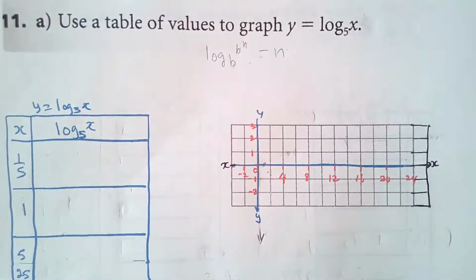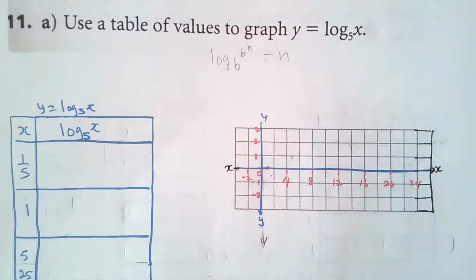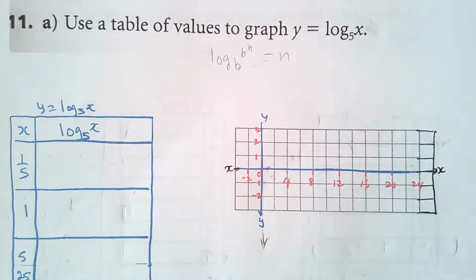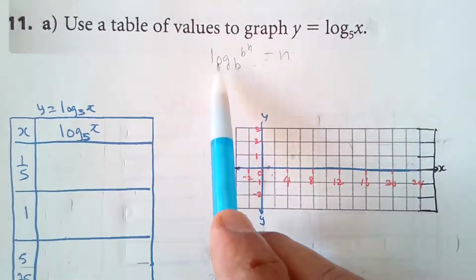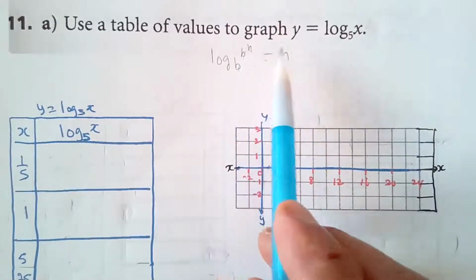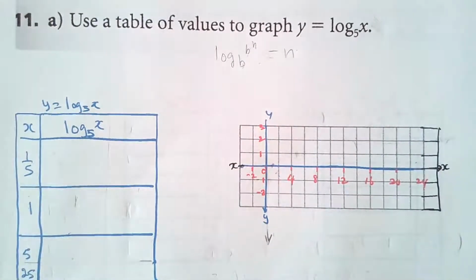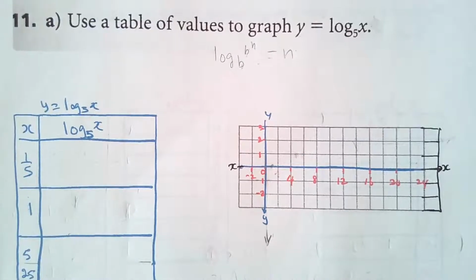Just a reminder, when we don't have base 10, when we don't have a common power of base 10, then we can use this principle: log base b of b to the power n is equal to n. So we'll use that principle to graph.